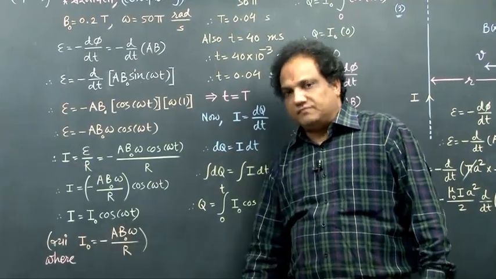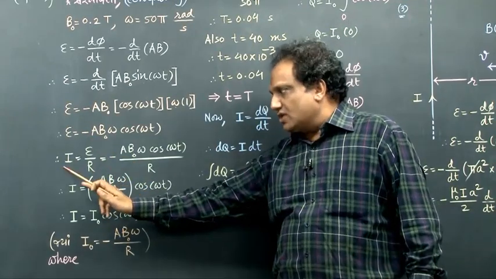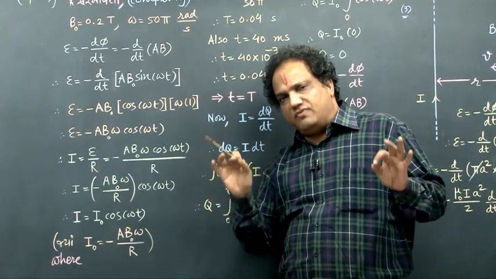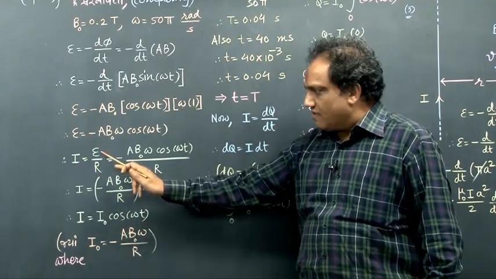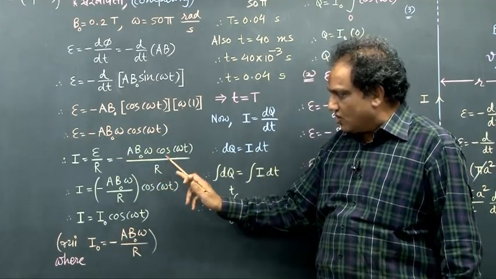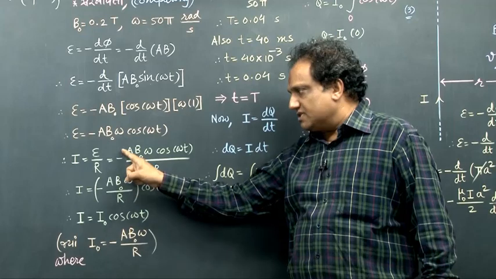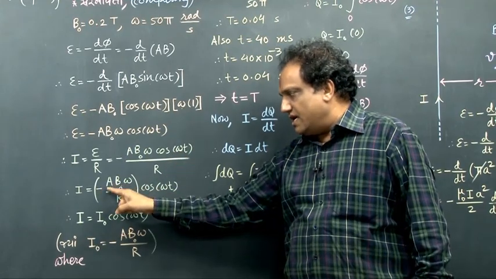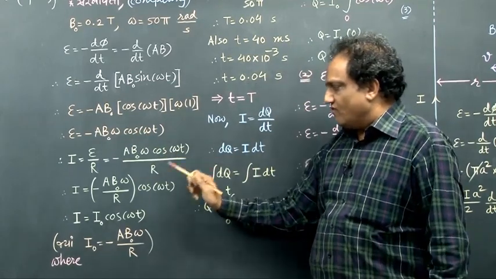What about the induced current? Very small formula. According to Ohm's law, current is EMF upon resistance. Induced current is the magnitude of induced EMF upon resistance. Right now we are not taking magnitude, we are taking only EMF. Induced current is induced EMF upon resistance. Induced EMF right now is minus A B0 omega cos of omega t, upon R. Can you write separately this much part? Minus A B0 omega upon R, because this part is constant. I just separate it, and it is multiplied by cos of omega t.